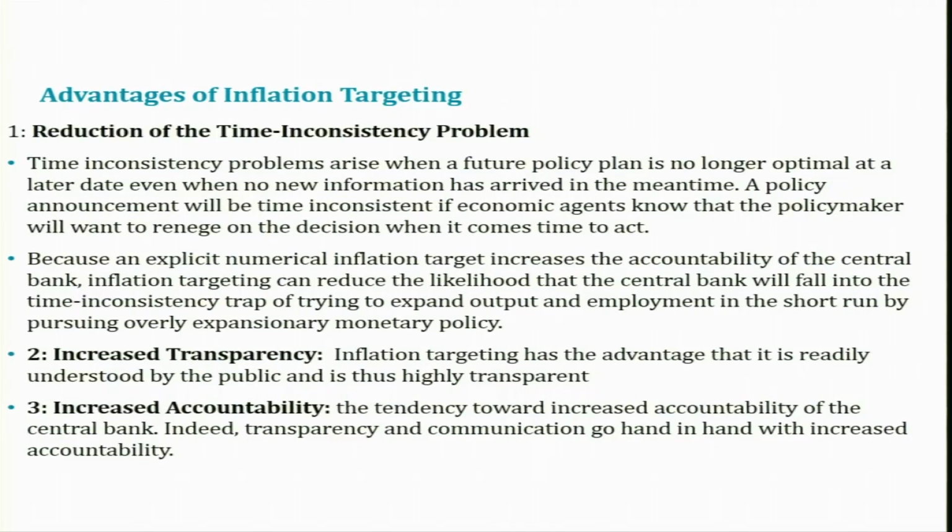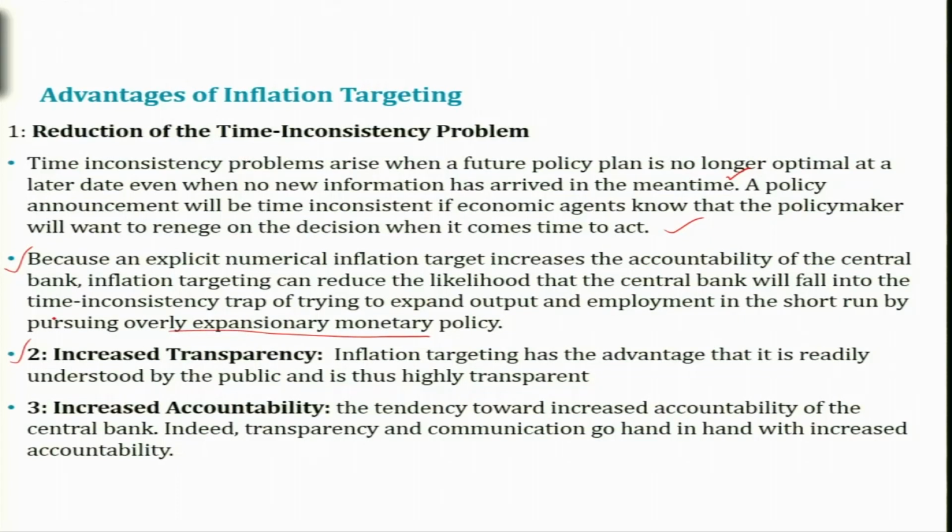There are several advantages of inflation targeting. The first one is the reduction of the time inconsistency problem. The time inconsistency problem arises when a future policy plan is no longer optimal at a later date, even when no new information has arrived in the meantime. So, a policy announcement will be time inconsistent if economic agents know that the policy maker will want to renege on the decision when it comes time to act. Because an explicit numerical inflation target increases the accountability of the central bank, inflation targeting can reduce the likelihood that the central bank will fall into the time inconsistency trap of trying to expand output and employment in the short run by pursuing an overly expansionary monetary policy.